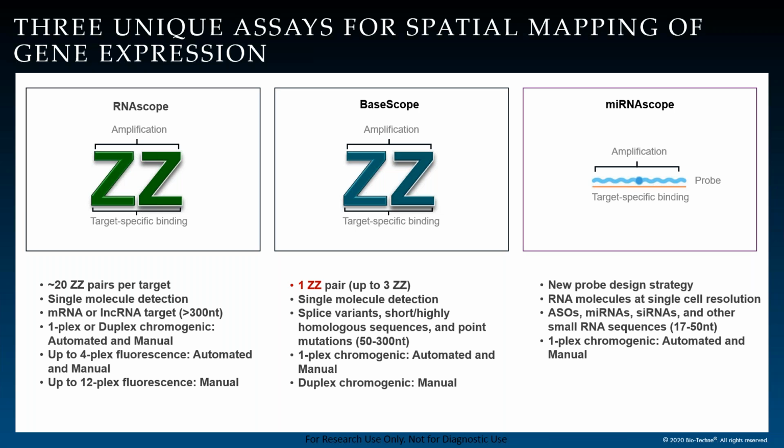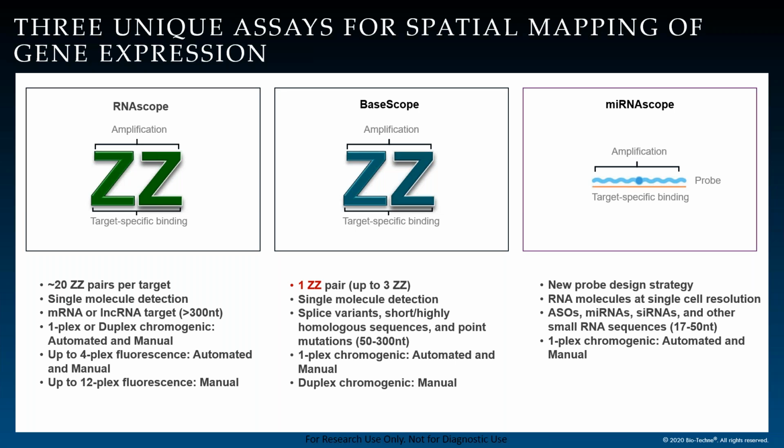On the other hand, the BaseScope platform listed here in the middle uses probes that are designed in 1 to 3 ZZ probe pairs to specifically support the short target detection of splice variants, highly homologous sequences, point mutations, or short targets that are 50 to 300 nucleotides. The BaseScope assay can detect up to 2 targets with the chromogenic assays.